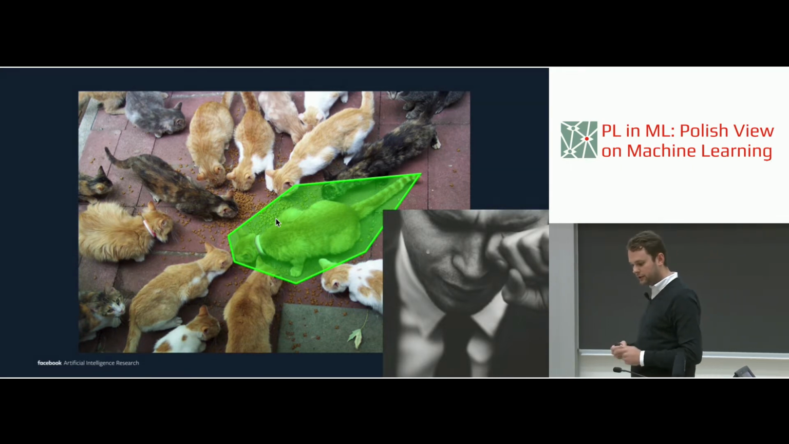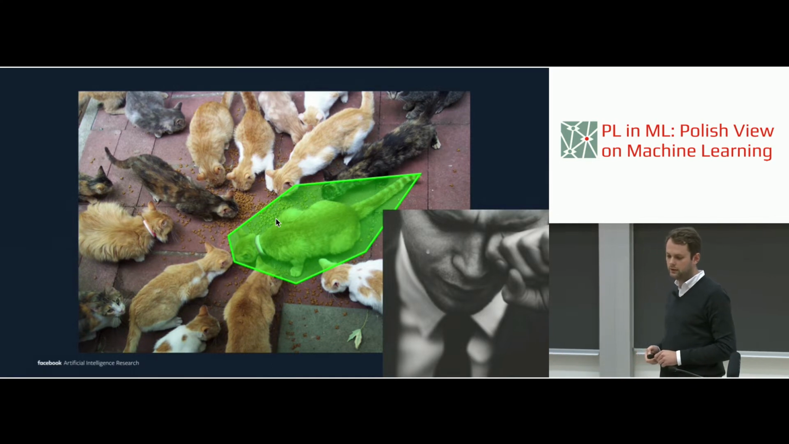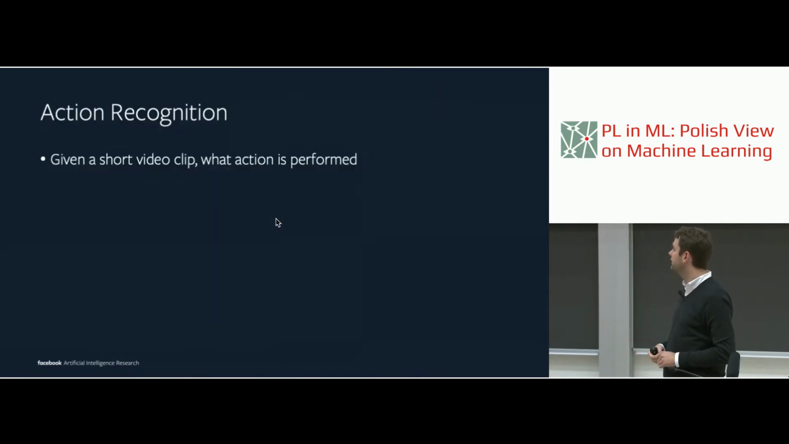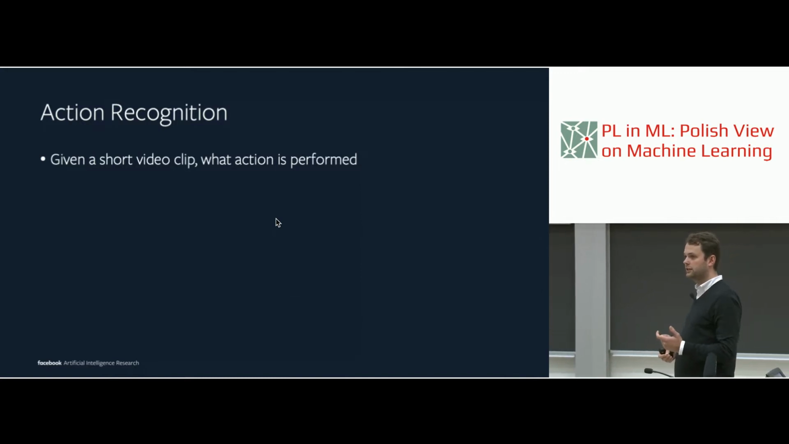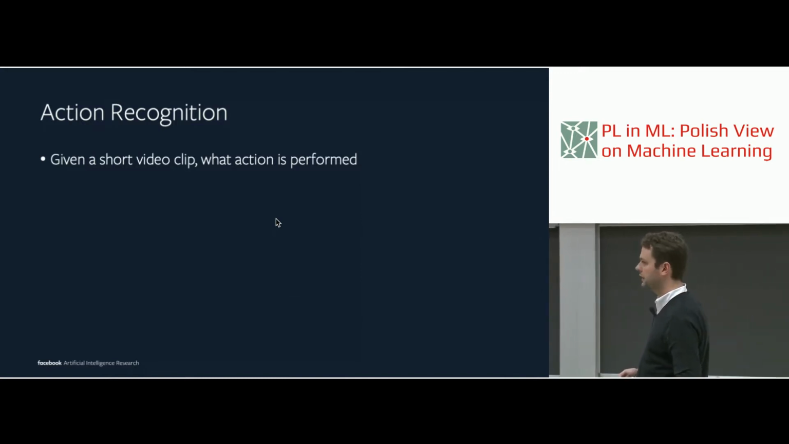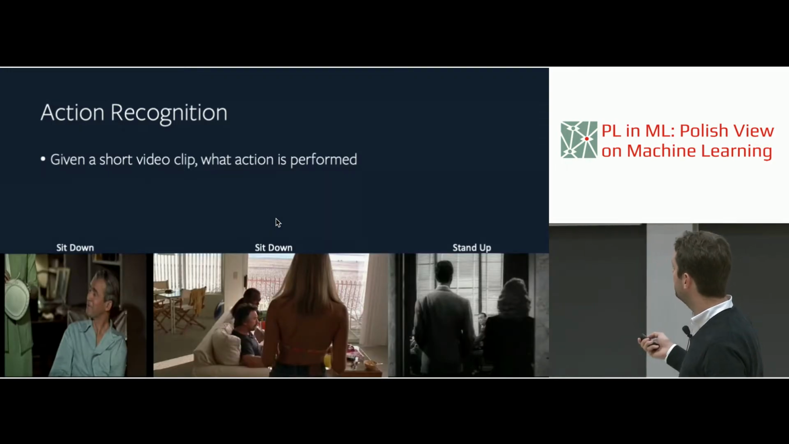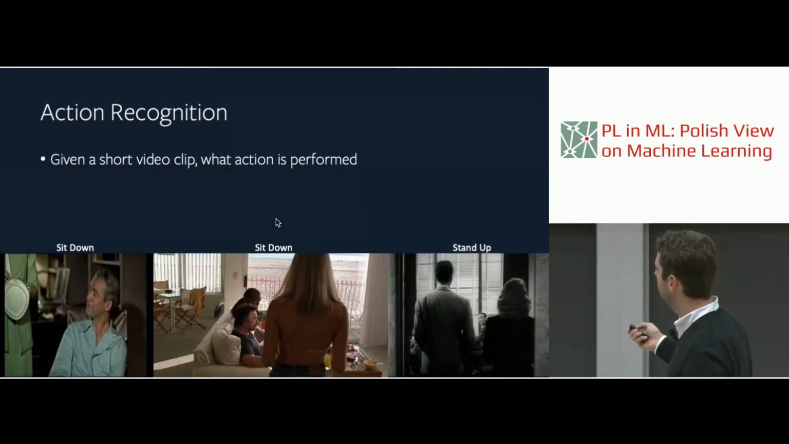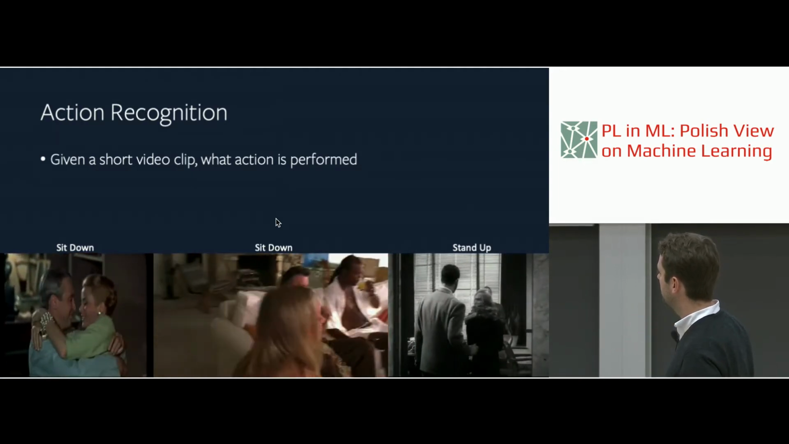Why do I talk about this and why do I feel so strongly about it? Because I did my PhD on action recognition in videos. In human action recognition in videos, you're provided a short video clip and you're supposed to say what action is performed inside. So here are 3 examples from the Hollywood 2 dataset with labels sit down and stand up.